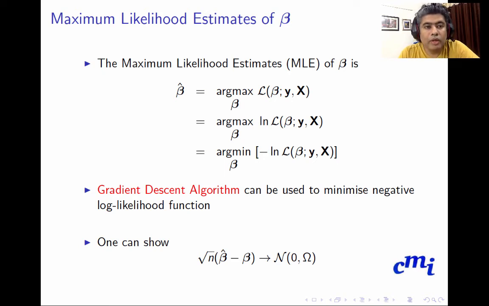One immediate way of doing it is you first estimate the betas through a maximum likelihood estimation process. So first you write down the likelihood function, then maximize it, and the argument at which it maximizes is the maximum likelihood estimate. Or you just maximize the log likelihood or minimize the negative log likelihood. That you can achieve using some kind of gradient descent algorithm that can be used to minimize the negative log likelihood function.